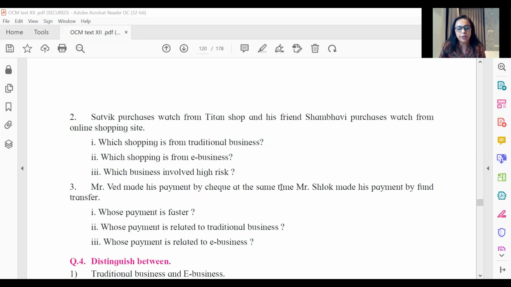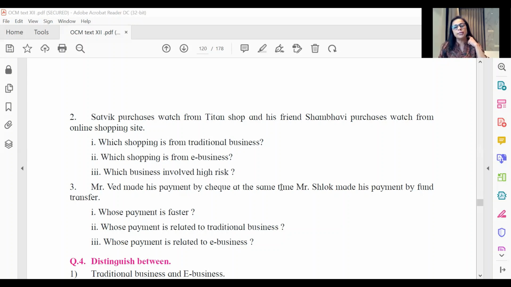Mr. Wade has made his payment with the help of a check, and Mr. Shlok has made it through fund transfer. So the answer to the first question is Mr. Shlok, who uses fund transfer as a method of payment, will make the payment faster than Mr. Wade. So put Mr. Shlok inside a box.